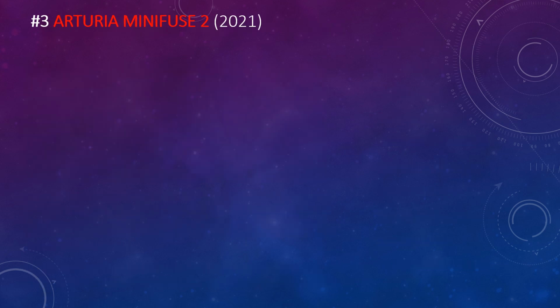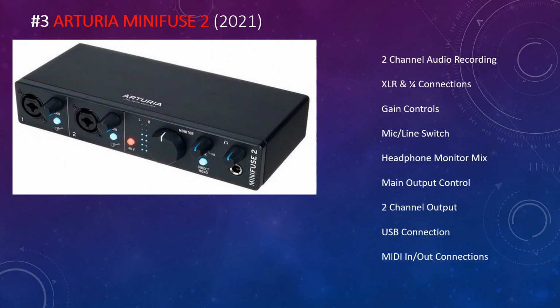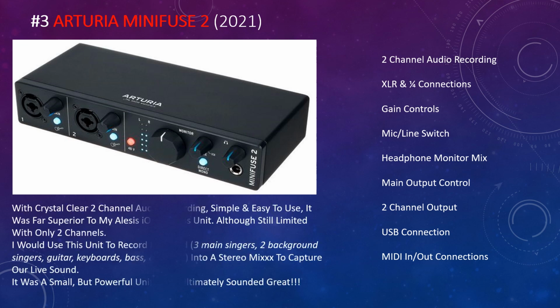Number 3, Arturia MiniFuse 2 in 2021. This unit, like the Alesis IO2, had 2 channels of audio recording, XLR and quarter-inch connections, gain controls, mic line switch, headphone monitor mix, main output control, 2-channel output, USB connection, MIDI in and out connections.